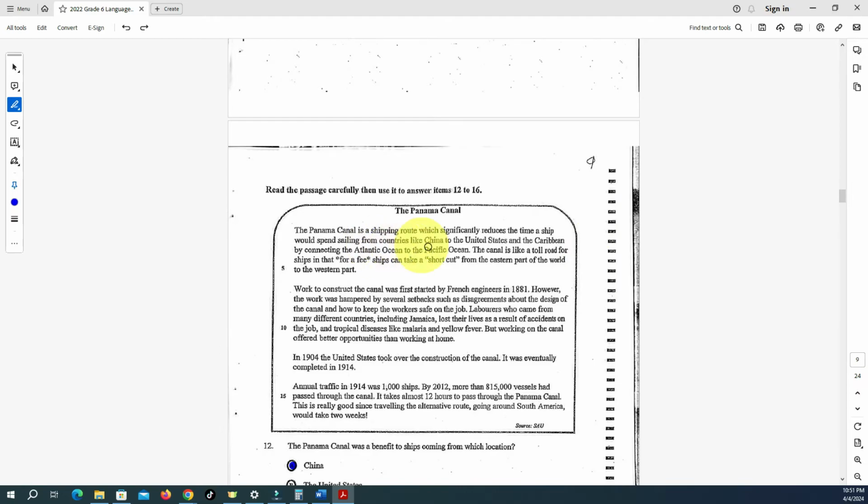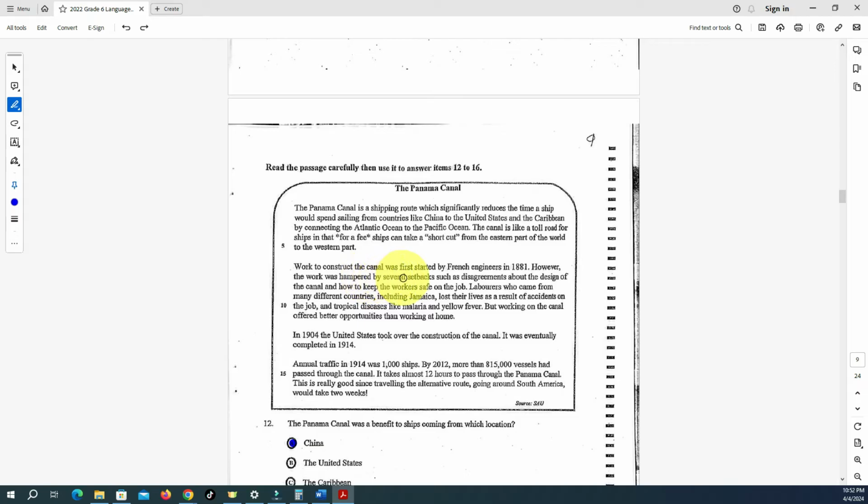The Panama Canal is a shipping route which significantly reduces the time a ship would spend sailing from countries like China to the United States and the Caribbean by connecting the Atlantic Ocean to the Pacific Ocean. The canal is like a toll road for ships, in that for a fee, ships can take a shortcut from the eastern part of the world to the western part.